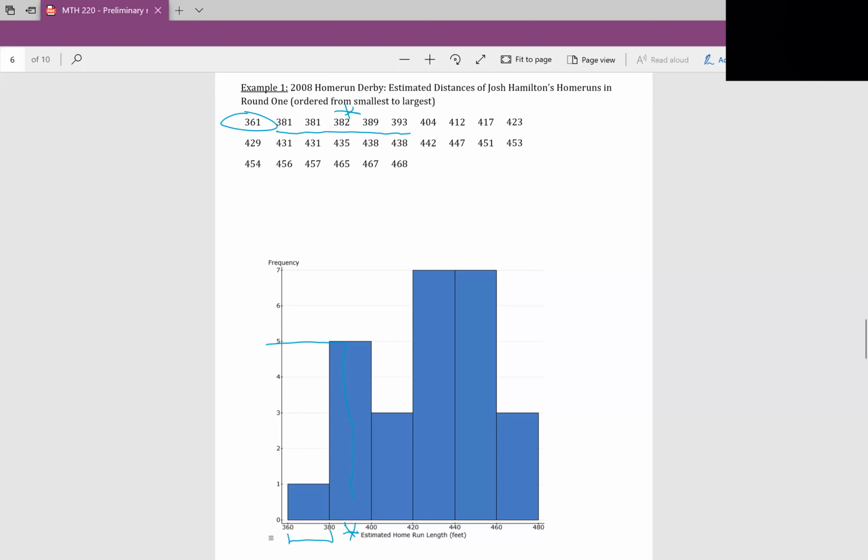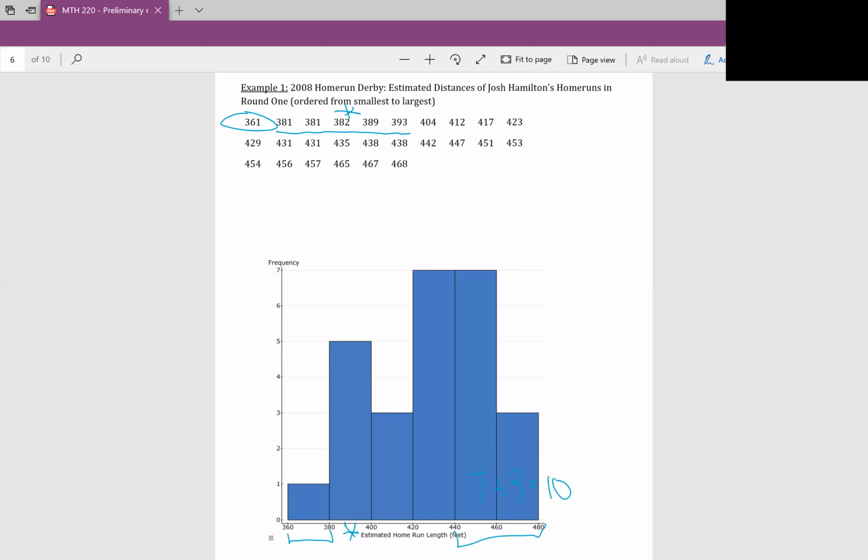Okay. So that's an idea of how to build a histogram and how to look at it and tell me the frequency. For example, how many data points fall between 440 and 480? Here we have a frequency of 7, and here we have a frequency of 3. If we add those together, we have 10 data points that fall between 440 and 480, which you can confirm by physically counting the data points in our data set up above.